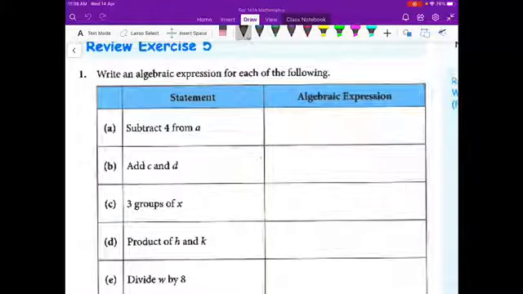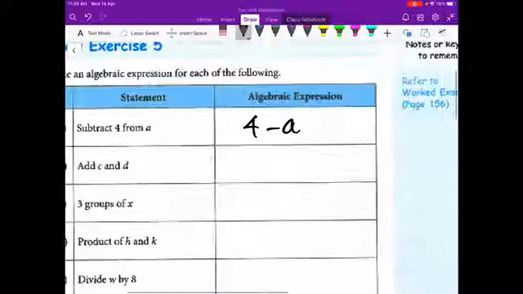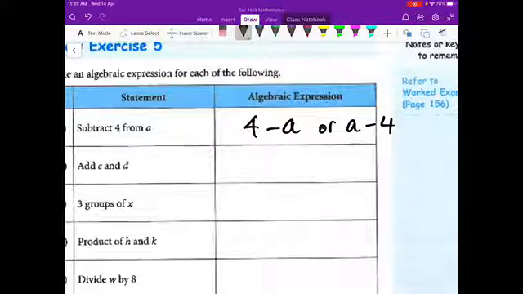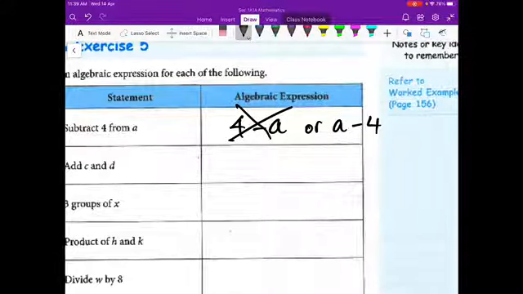Okay, let's go down the line. Danish, what's subtract 4 from A? A minus 4 or A. Is it? So both answers are okay? Okay, we are taking 4 away from A, so A minus 4.